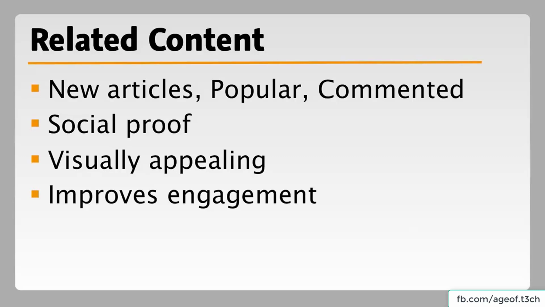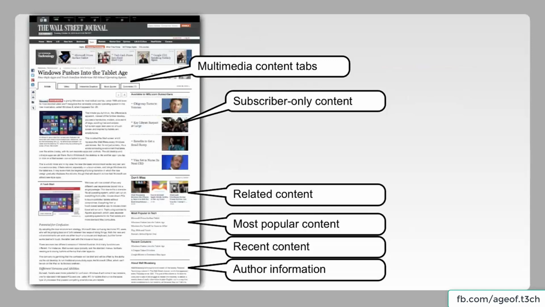I'm going to use the Wall Street Journal as an example of this again. Across the top of the article are content tabs with different multimedia content. Down the right-hand side, they give their subscriber content a healthy piece of real estate because that's still what makes them money. So you need to make it attractive and make it clear. Make sure that you are pulling people in to do things that make you money. After the subscriber-only content, you can see that there's related content, most popular content, recent, and then the author information.